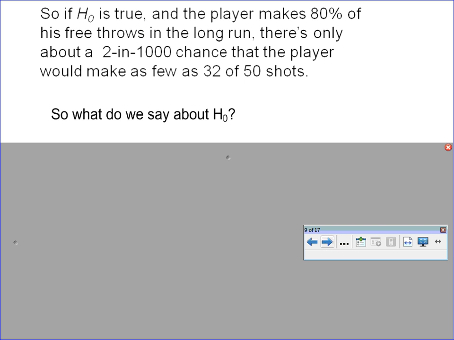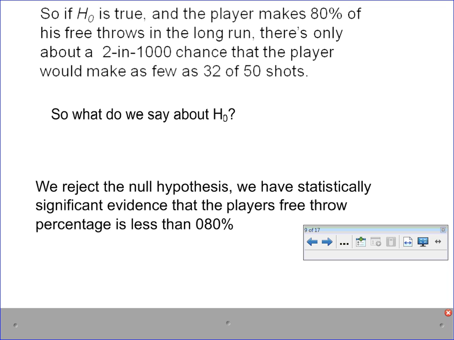So we got that nice low value. We reject the null hypothesis because our p-value is lower than our alpha. We have statistically significant evidence that the player's free throw percentage is less than 80%. I don't know what that extra zero is doing in there. I'll go ahead and delete it right now.